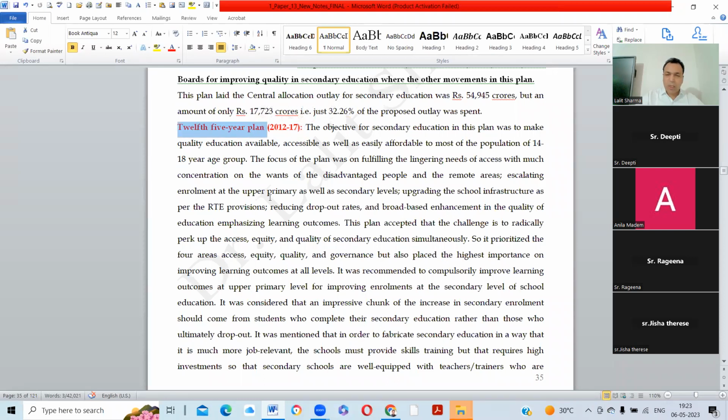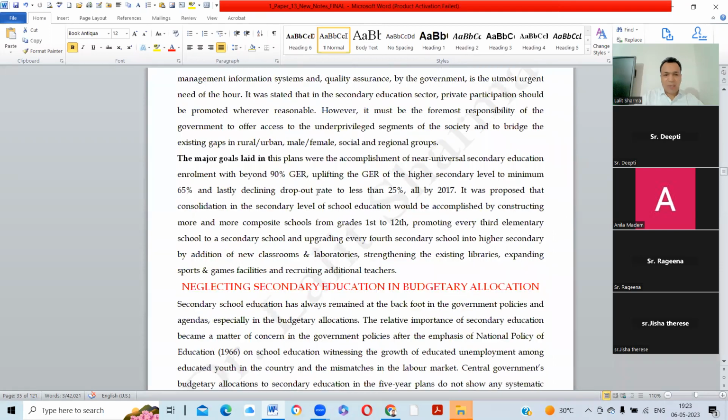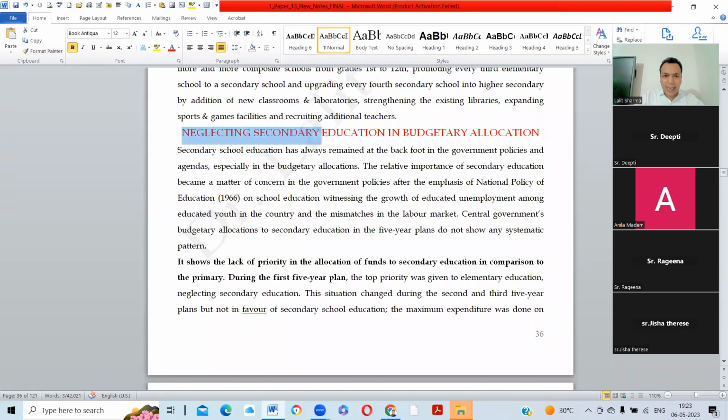You have to talk about the upliftment, critical analysis and everything about secondary education. After that, guys, you can make the heading: neglecting secondary education in budgetary allocation, because the focus was on the upliftment of primary education. For many years, it has been a failure of the government not to provide primary education to all the children. It is the right of every child.